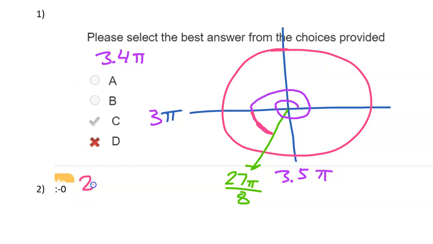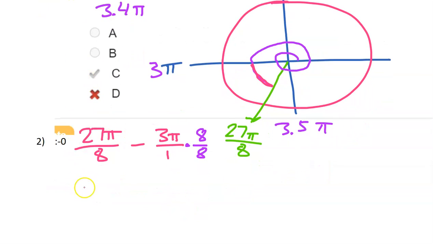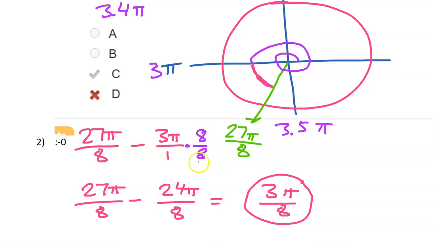So we're going to do 27 pi over 8 minus 3 pi, 3 pi over 1, if you will. We need like denominators, so we're going to end up multiplying this by 8 over 8. So that is going to give us 27 pi over 8 minus 24 pi over 8. So the reference angle is going to be 3 pi over 8 because 27 minus 24 is 3. So this is the reference angle.